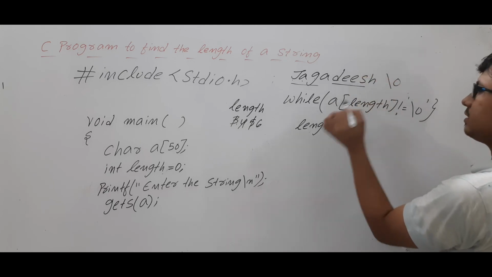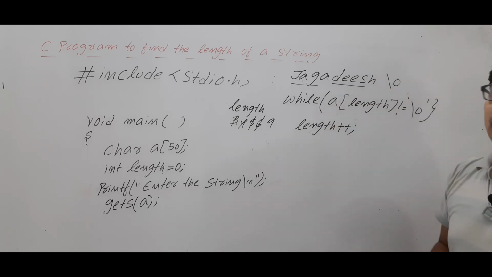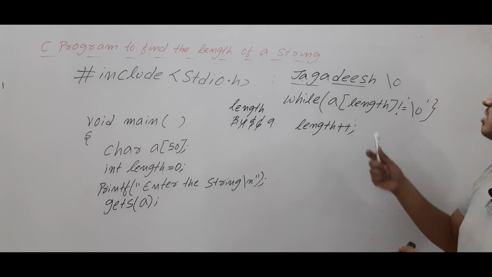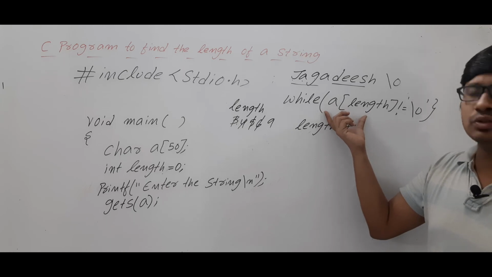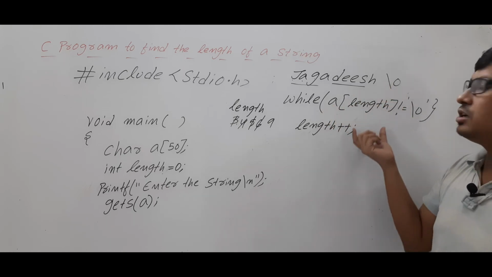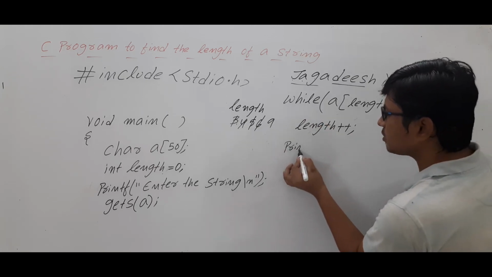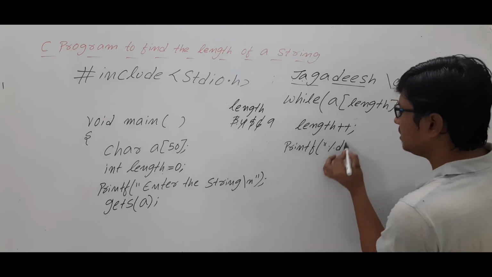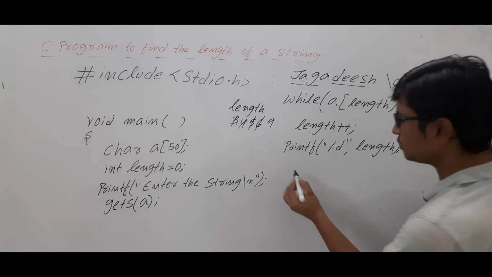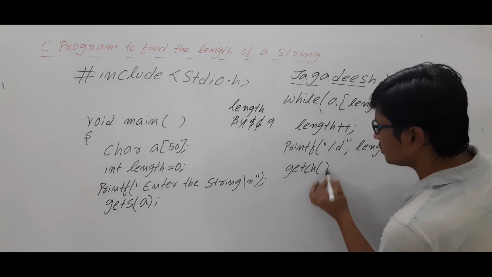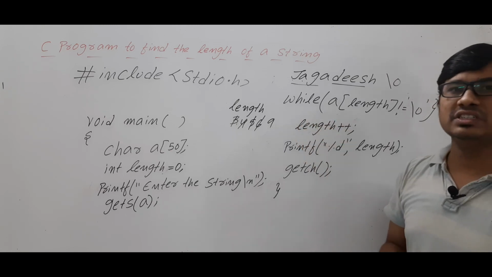Is it clear? Then once it becomes 9, you will check a of 9. A of 9 consists of what? Backslash 0. So backslash 0 is not equal to backslash 0? No, backslash 0 is equal to backslash 0. So this condition is true. Once this condition is true, you will stop executing this and you will come out of the while loop and you will write a statement called printf %d length. Then it will give you the output which is an integer value. So you can write the getch. So you can easily write the C program to find the length of the string without using a string handling function.